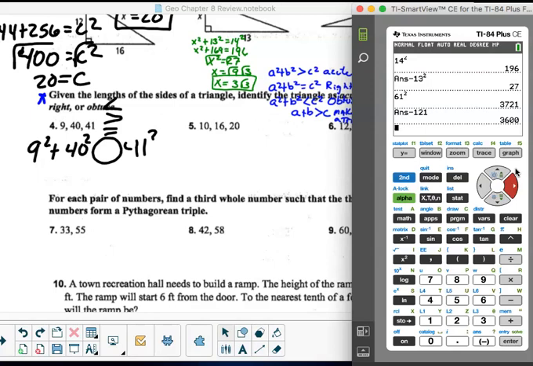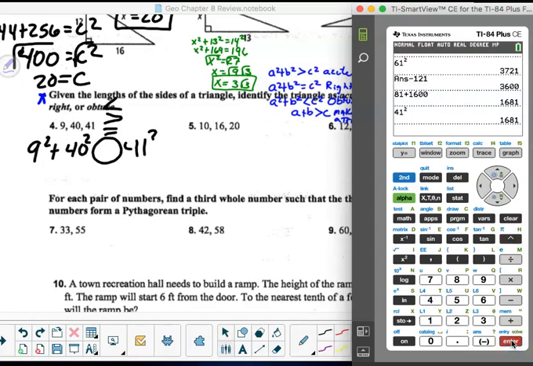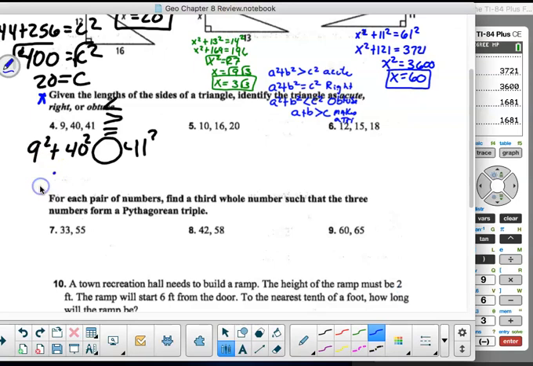so it's going to make a triangle. So I've got 81 plus 1600, that's 40 squared. Okay, that's 1681. 41 squared is also 1681. So this is 1681 and 1681. These are equal, okay? So this happens to be a right triangle.